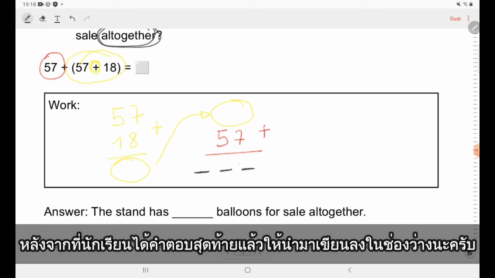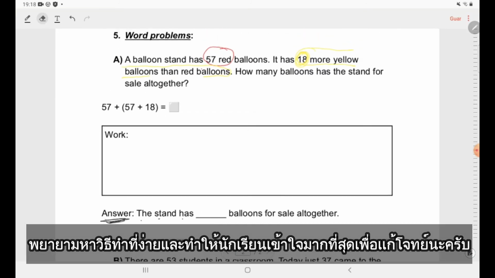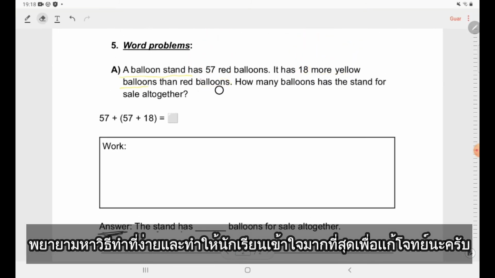After you have the final answer, the final sum, you just write this number into the gap. Here's the answer, I wrote it for you. Let's say the stand has this many balloons for sale altogether. I tried to make it the easiest way for you to understand and solve.